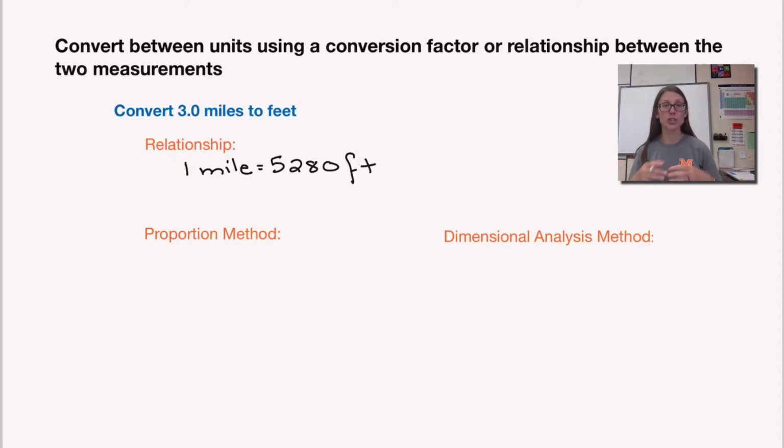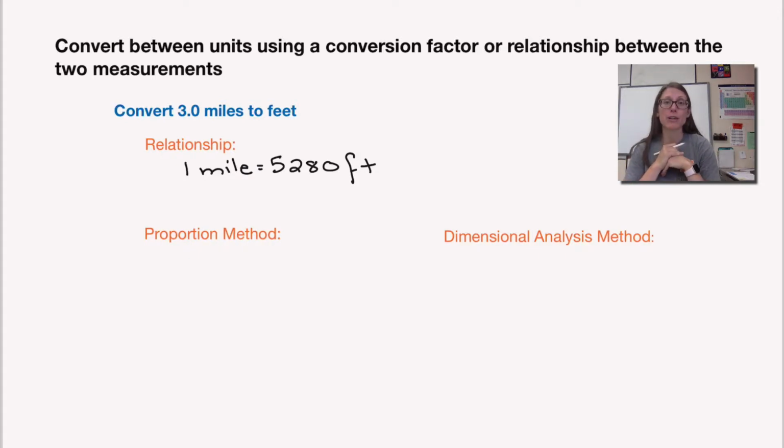Actually doing the conversion, there are 2 different ways to go about this. Mathematically, they are equivalent. You will get the same answers. But you can either use a proportion method, which some people really like because you've used proportions in math, or you can use what's called dimensional analysis. I'm going to show you both, and then I'm going to ask you to pick one method and stick with it. So let's do a conversion.